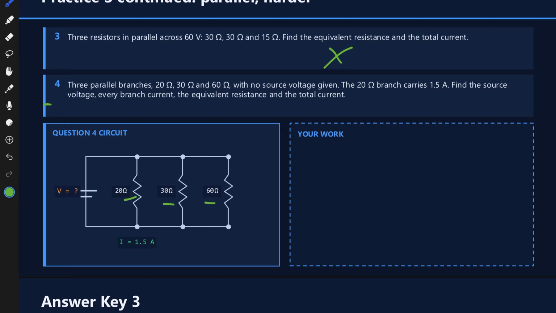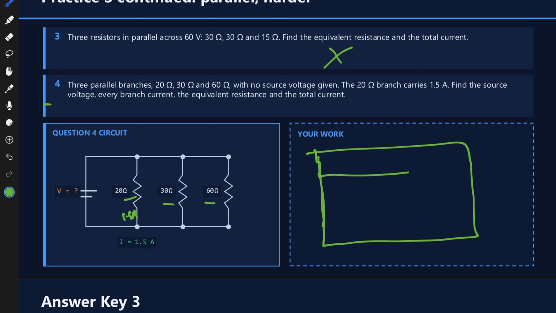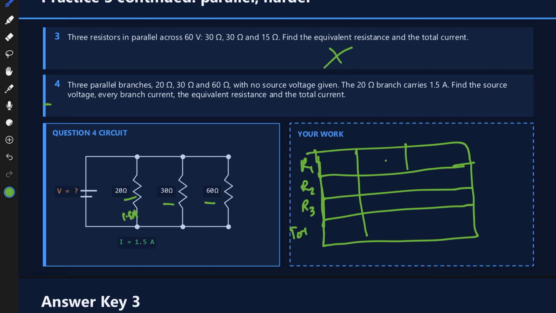The 20 ohm branch carries 1.5 amps. So 1.5 amps through the 20 ohm branch. Find the source voltage, every branch current, the equivalent resistance, and the total current. So basically, fill out the IRV chart, right? There's no point in doing all that without filling out the IRV chart. So we need 4 sections, 1 for R1, 1 for R2, 1 for R3, 1 for total. IRV.